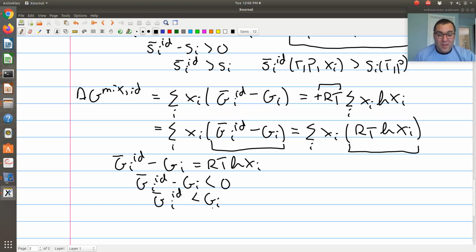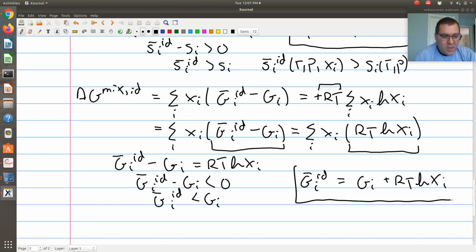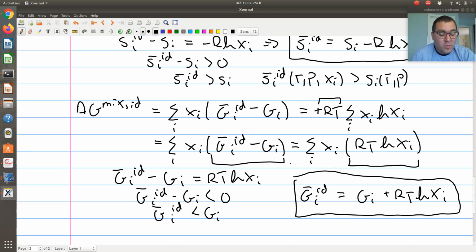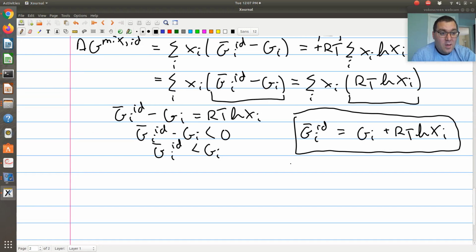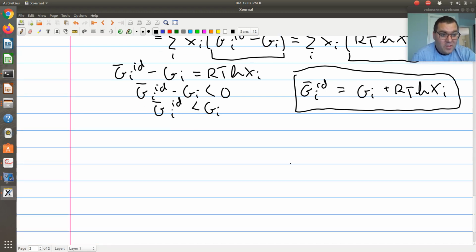So my partial molar Gibbs free energy of component I in my ideal solution is less than the molar G in the pure component systems. And if I want to calculate G bar I ideal, my partial molar Gibbs free energy is equal to Gi plus RT log Xi. Okay, cool. So now we have expressions for UH, V, G, and S, those property changes while mixing, expressions for those properties in an ideal solution, and now our partial molar properties. Okay, cool. And so that's the end of this section of the notes.